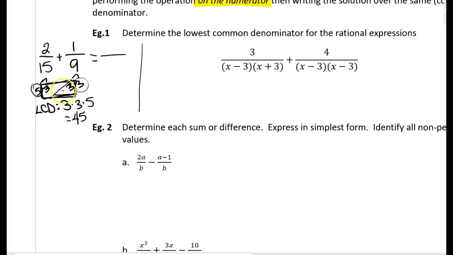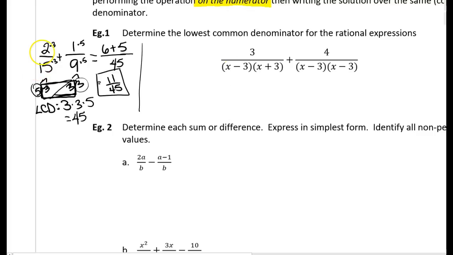In order to achieve the lowest common denominator, so it's over 45, the 15 would have to be multiplied by 3. So we multiply numerator and denominator by 3. 2 times 3 is 6. The 9 would have to be multiplied by 5, so it's plus 5. And then we could solve it from there. 11/45 would be my final answer. We need to break it down into its factors and check which factors are shared. Each time it's shared, it only shows up once.